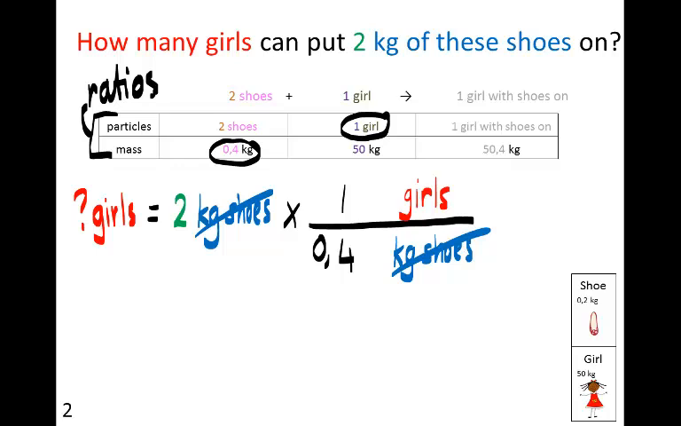One girl needs 0,4 kilograms of these shoes, and then she will have 2 shoes, one for each foot. 2 divided by 0,4 is 5 girls. 5 girls can put 2 kilograms of shoes on.